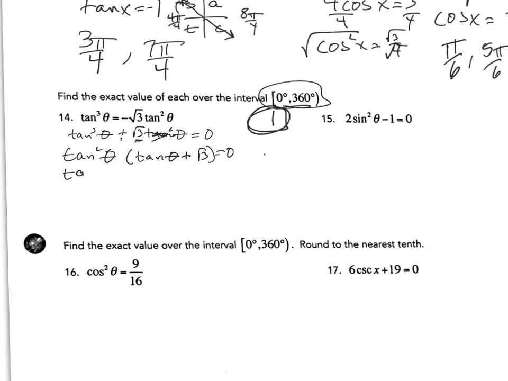Set each one equal to 0. Tangent squared theta equals 0. Tangent of theta plus 3, radical 3 equals 0. Square root here, we get tangent of theta equals 0. There is no plus or minus for 0.